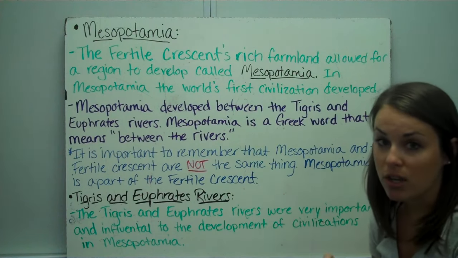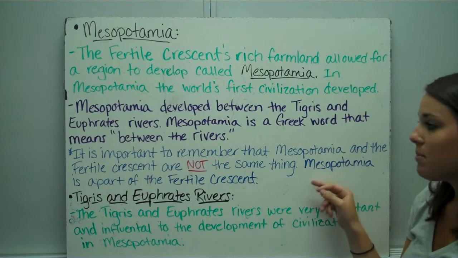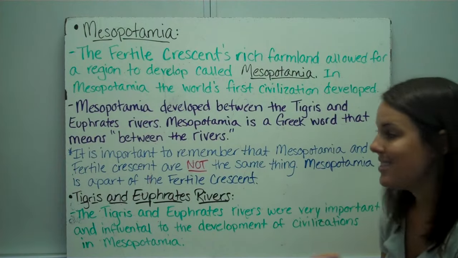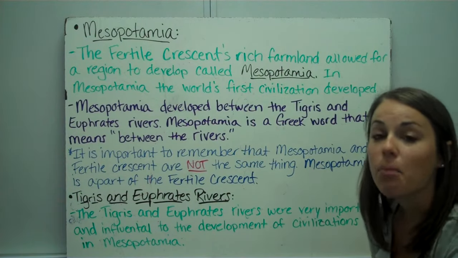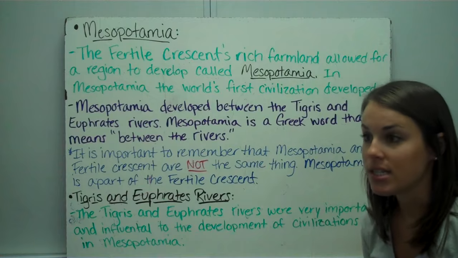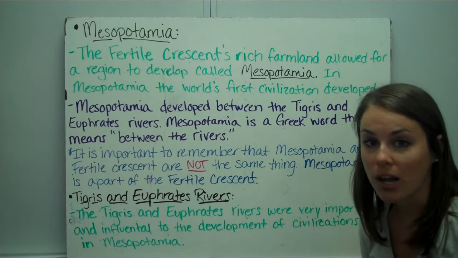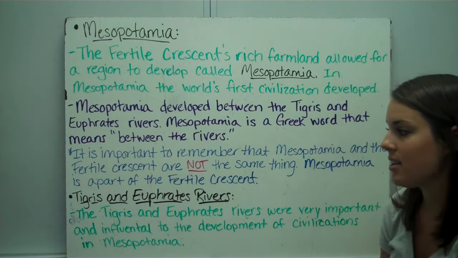It is very important that you realize and remember that Mesopotamia and the Fertile Crescent are not the same thing. Mesopotamia is a part of the Fertile Crescent. For instance, North Carolina is a part of the southern region of the United States.